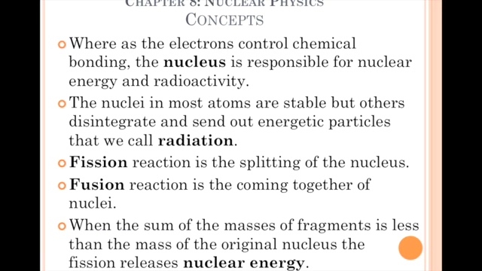Some major concepts. Whereas the electrons control chemical bonding, the nucleus is responsible for nuclear energy and radioactivity. We've discussed earlier about chemical bonding. This chapter is about nuclear reactions and radioactivity. The nuclei in most atoms are stable, but others disintegrate and send out energetic particles that we call radioactive or radiation.